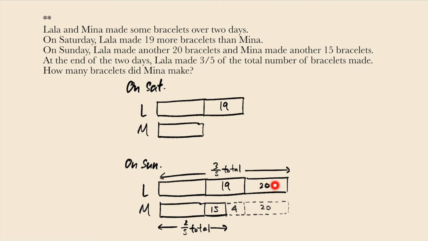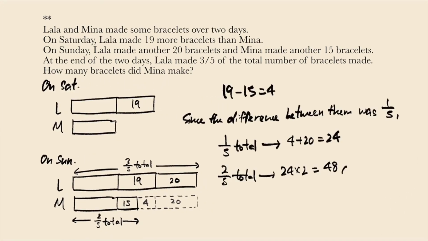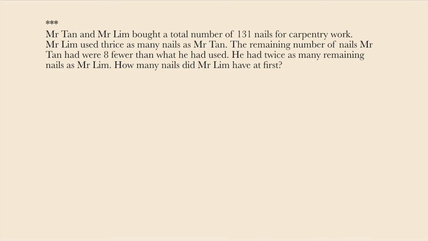This is 1 unit, isn't it? 3 units, the entire bar, 2 units here. So 24 must represent 1/5. So with that information, 1/5 of the total must be 4 plus 20, giving us 24. Question, how many bracelets did Mina make? Going back to the model, Mina would have made 2/5 of the total. So if 1 unit is 24, Mina would have made 48. And to finish this, level 3.